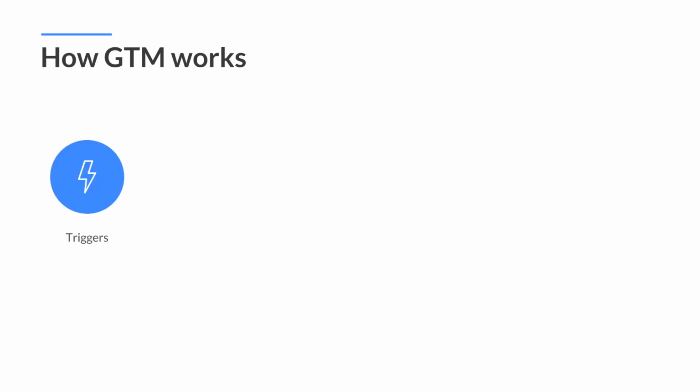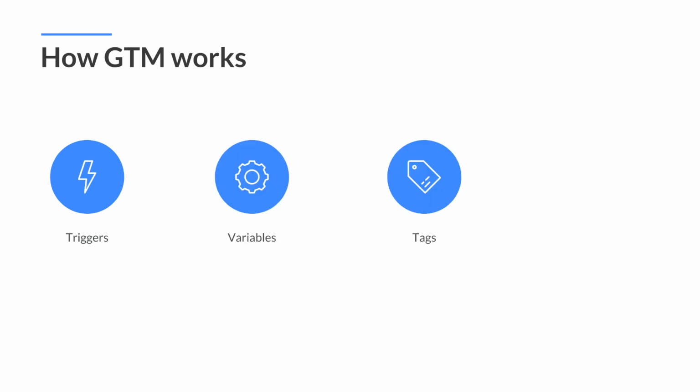It has three basic elements: triggers, variables, and tags. So, for example, a trigger could be a page visit. A variable is the URL of the page that is being visited, and a tag could be AdWords remarketing tag. So how does it work? Basically, you set up rules saying, for example, if someone visits that page, activate AdWords remarketing tag.